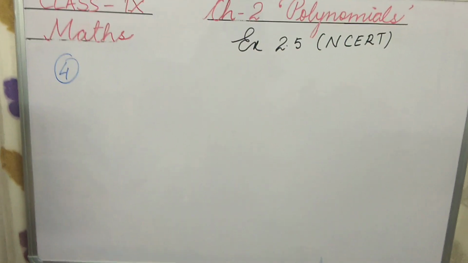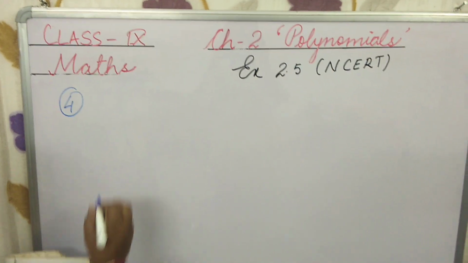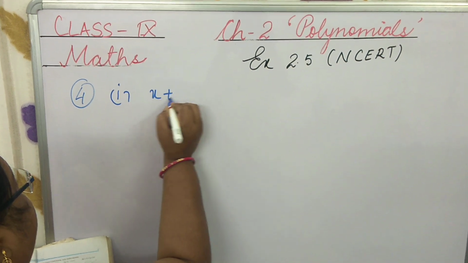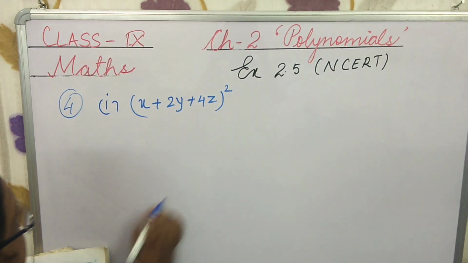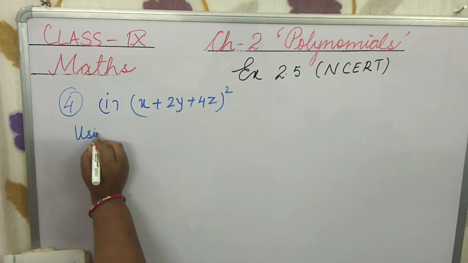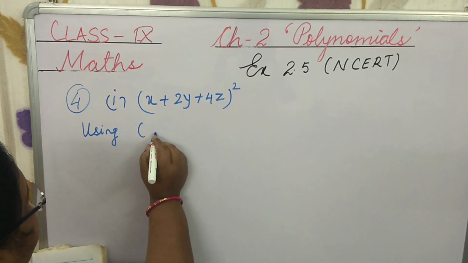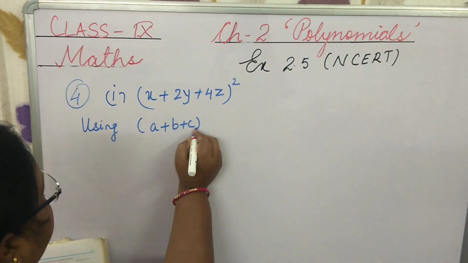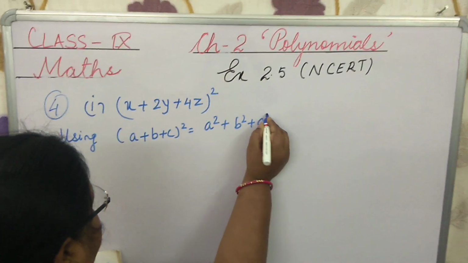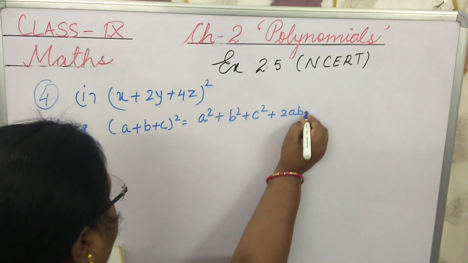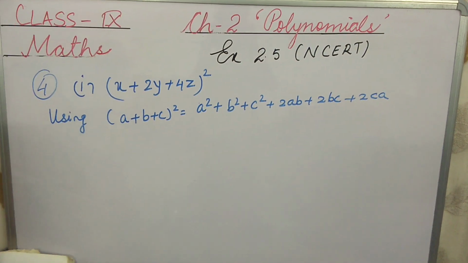Now question number 4. Expand each of the following using suitable identities. Here first is x plus 2y plus 4z whole square. Now we have learnt the identity, using x in place of a, because it is given in terms of x and y. I am writing a plus b plus c whole square is equal to a square plus b square plus c square plus 2ab plus 2bc plus 2ca. So this identity we will be using here.